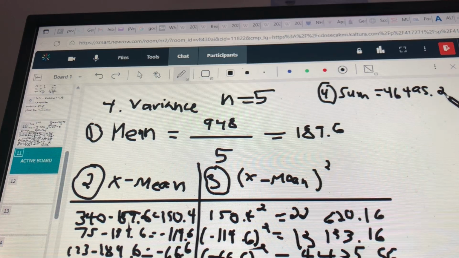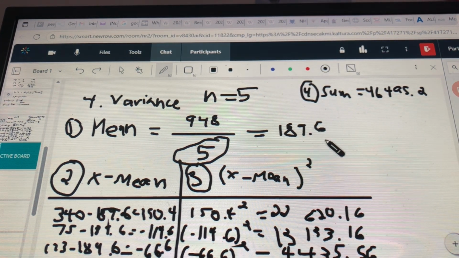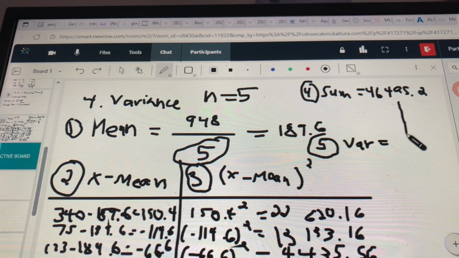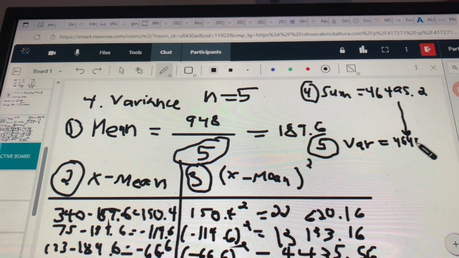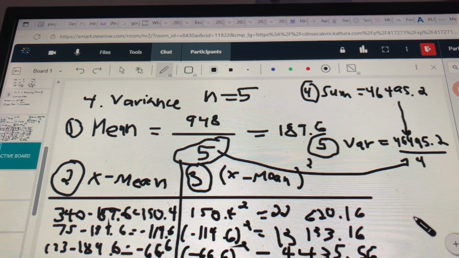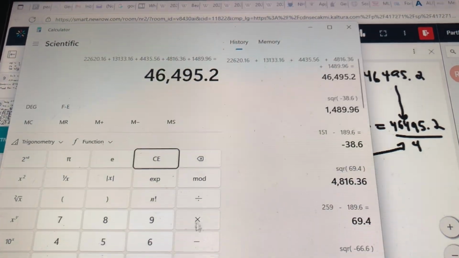And remember that we divided the mean by 5 right here. So the fifth step, which is the answer to variance: the variance equals this sum that you just got, 46495.2. And we're going to divide by 4 because we divided this one by 5. It's always one less than however many numbers were given to you. So take this sum and divide by 4.